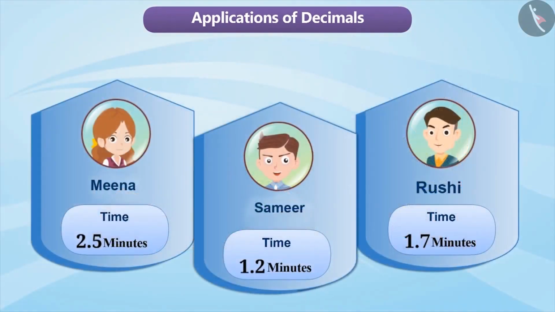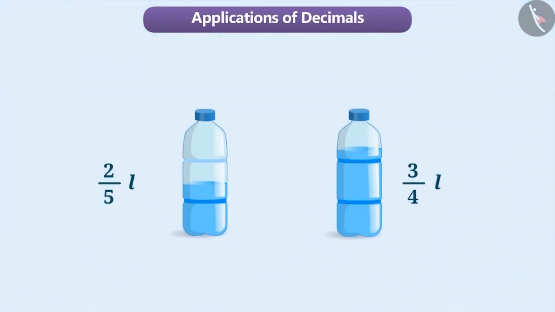In racing competitions, the time taken by participants to complete the race is expressed in decimal numbers. Similarly, in many situations, decimal numbers are used. In this video, let's see some interesting applications of decimal numbers. We will first understand why the use of decimal numbers is important.